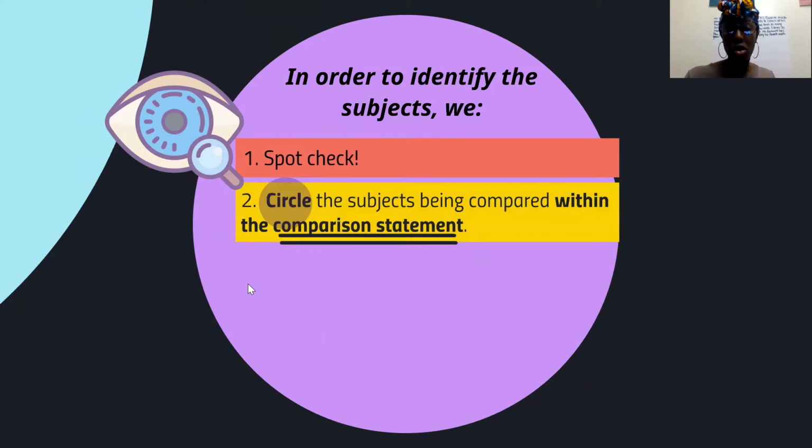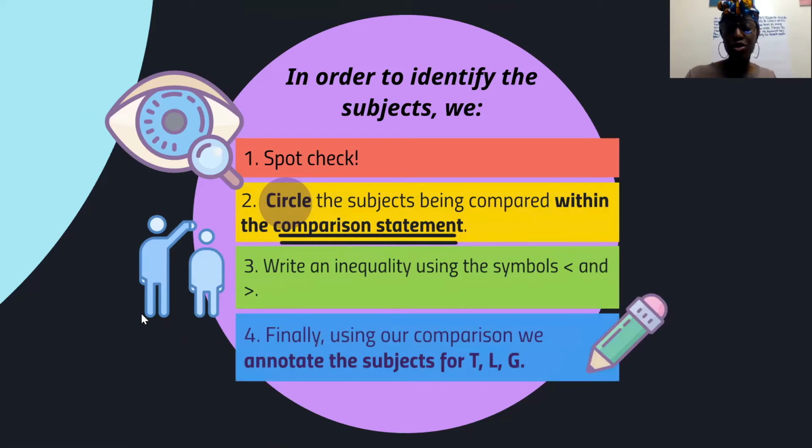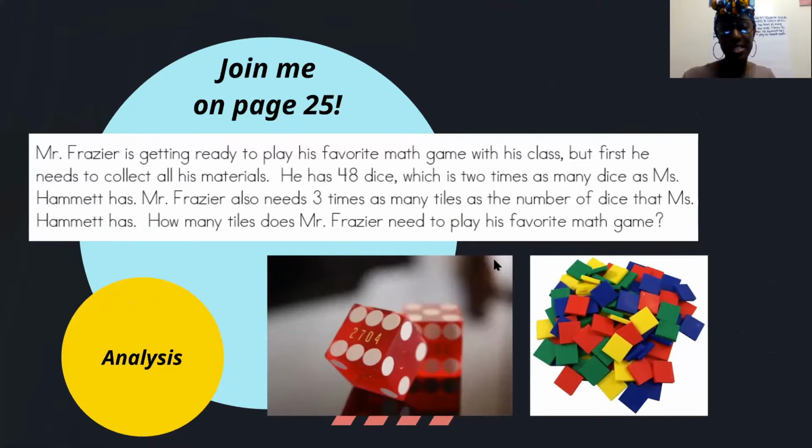Next, we want to circle the subjects being compared within the comparison statement that we've double underlined. Next, we want to write an inequality using the symbols less than or greater than to show which subjects are lesser or greater. And then finally, we're going to use our comparison when we annotate the subjects for TLG and also transfer that knowledge to our key. So those were our habits. So let's fuel with a new story problem today.